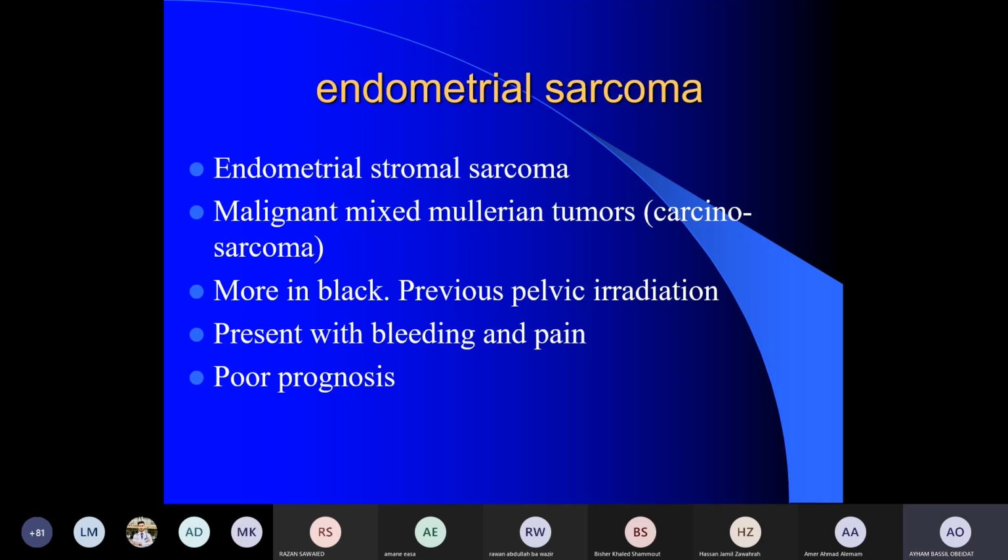Endometrial stromal sarcoma, as I mentioned, is an extremely rare tumor. Endometrial stromal sarcoma or carcinosarcoma, they occur in Black patients who have previous pelvic radiotherapy. They usually present with pain and bleeding, and the prognosis is very bad. Just to know how bad these are, for carcinosarcoma, we are talking about 2 years survival data. There are no 5-year survival data, which means that majority of patients are dead.